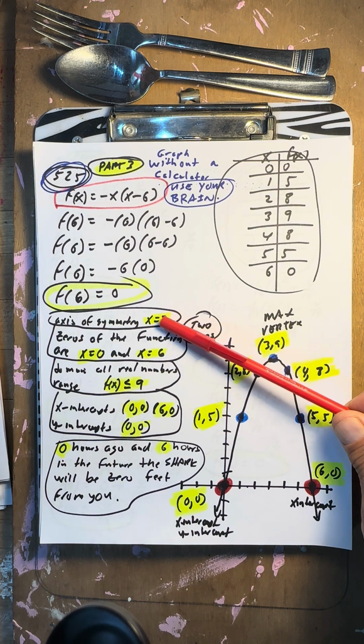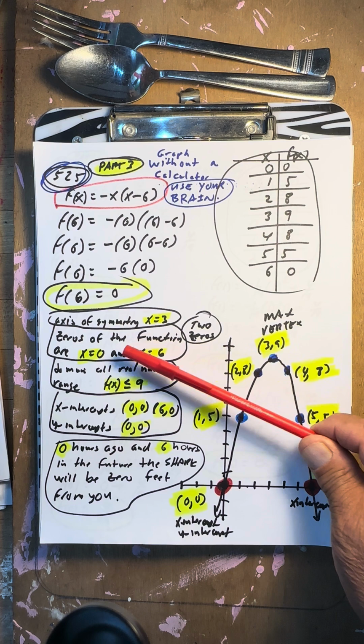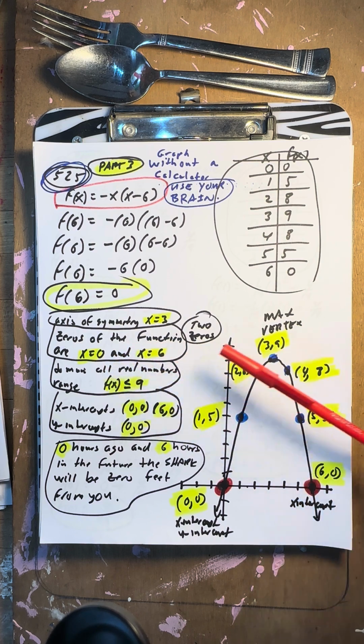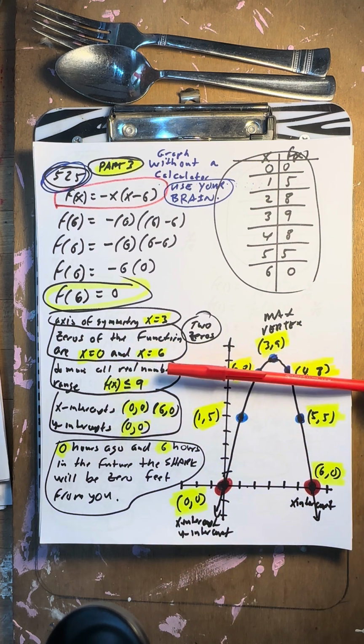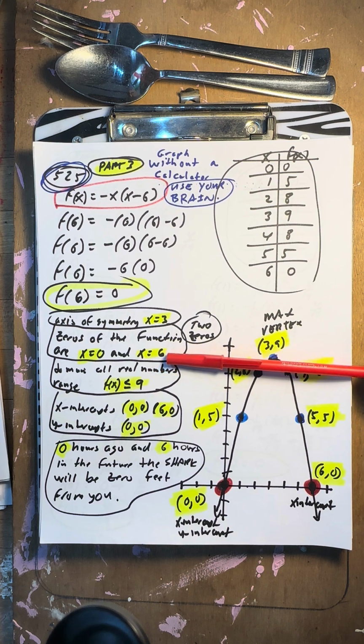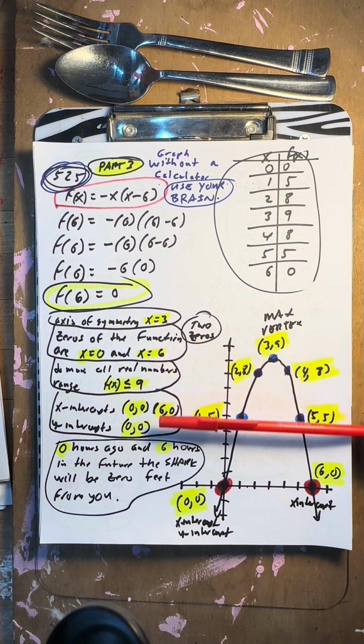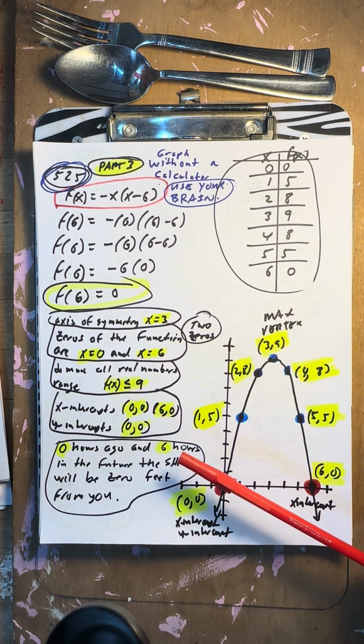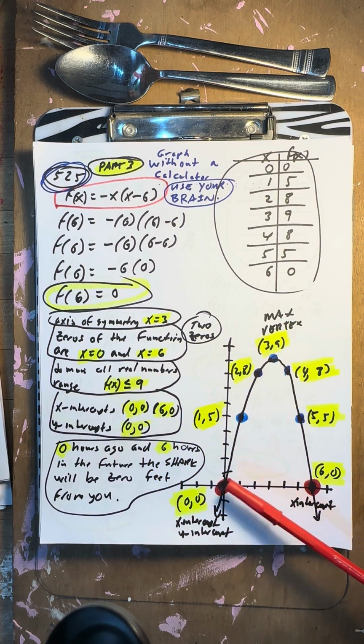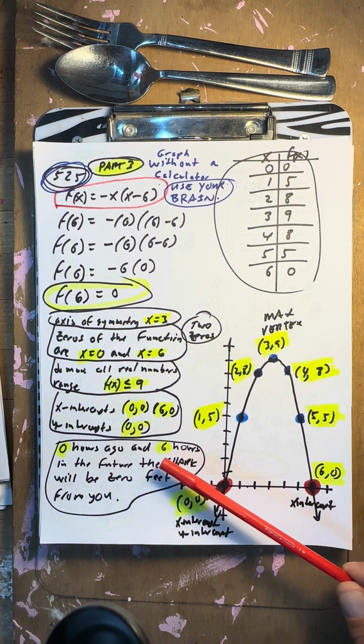You have axis symmetry. You have the zeros. You have the domain, all real numbers, and the range is f(x) less than or equal to 9, or all real numbers less than or equal to 9. And the intercepts: x-intercepts (0, 0) and (6, 0), y-intercept (0, 0).